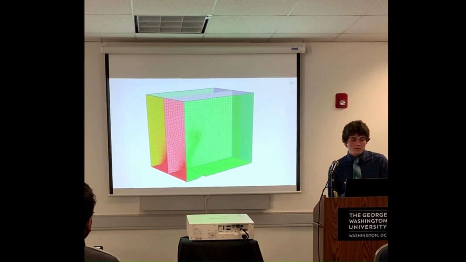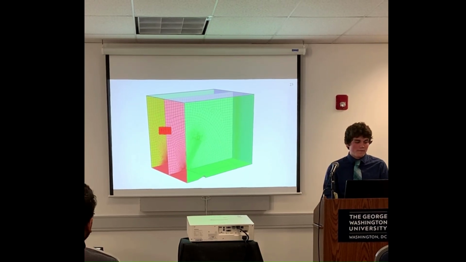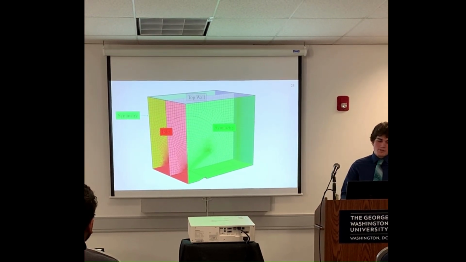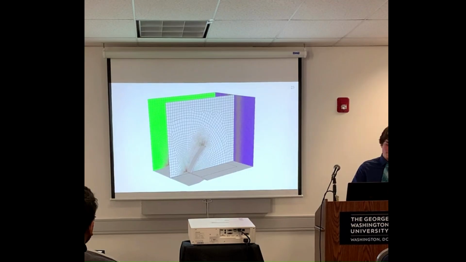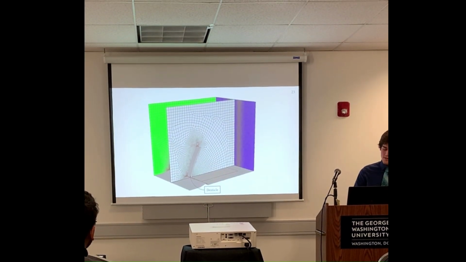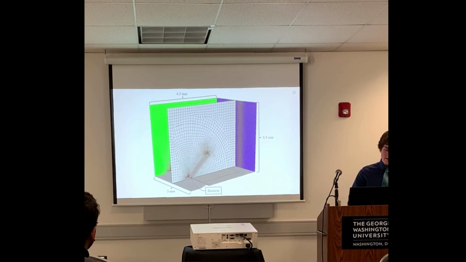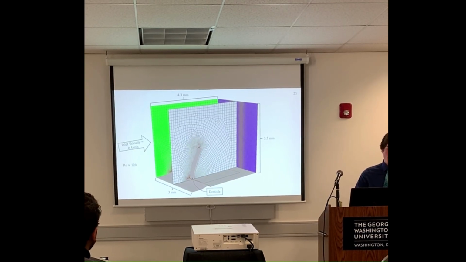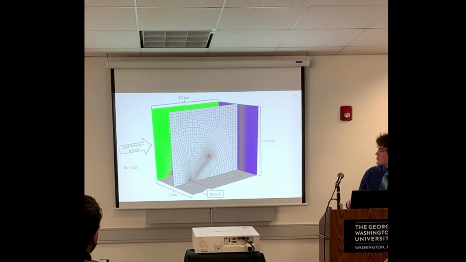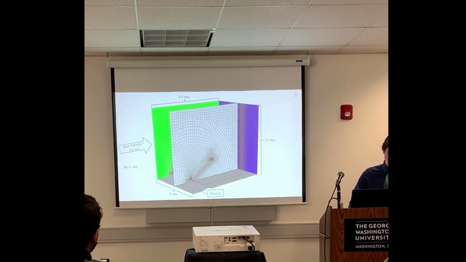So now let's put this into 3D. This is the model that we've been running. We've got an inlet here, symmetry planes, a top wall, and an outlet. This is the denticle moving in the center. It is 3 millimeters in size, with an inlet velocity of 0.5. We're seeing a Reynolds number of around 120, definitely in the lambda range.